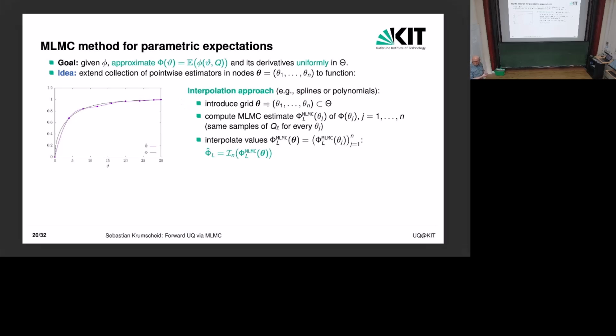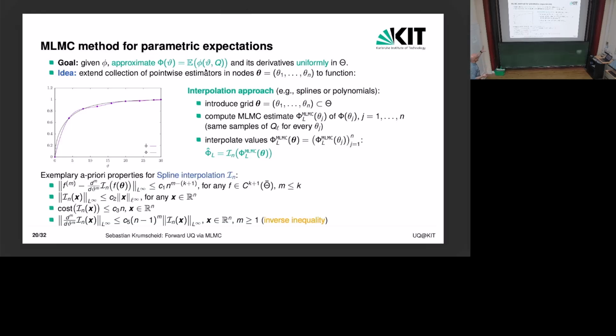Okay, so that's the whole idea, and what I'm sticking to in this short presentation is spline interpolation. So we're interpolating with splines, and the whole idea really is to be efficient, in that when I perform this multilevel Monte Carlo approximation for different values of theta, I use the same random variables that I obtained through my computational model. Okay. So take your favorite approximation theory books, there are some standard results on spline interpolation. You can control, for example, derivatives of spline interpolations and endpoints. Of course, you have to enforce certain regularity on the function that you want to interpolate.